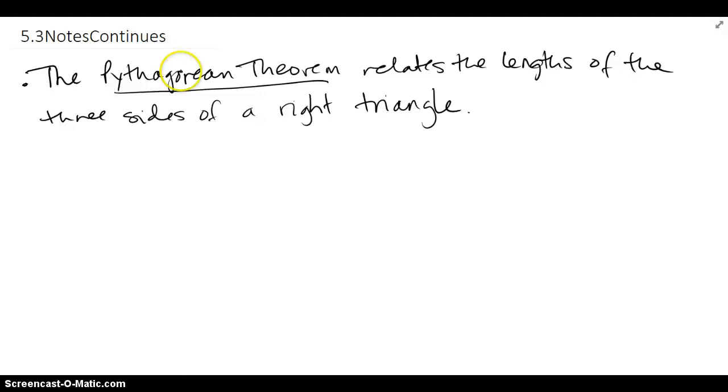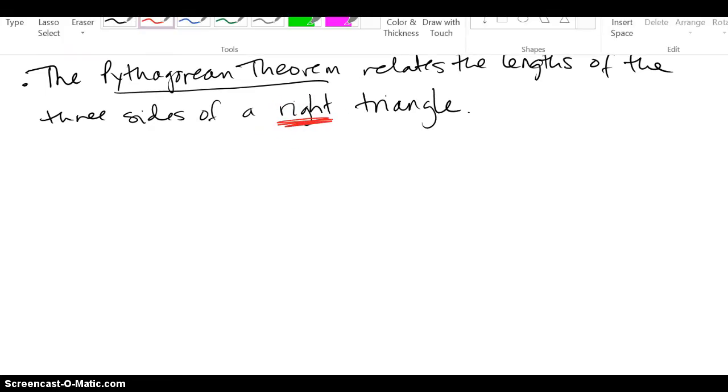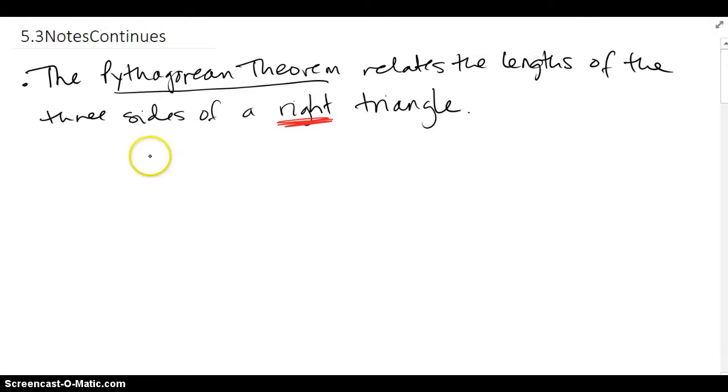Okay, notes for section 5.3 continued. We're going to look at the Pythagorean Theorem, which relates the three sides of a right triangle, and that's important. It only relates to a right triangle, meaning it has one angle that's 90 degrees. So if I have this triangle, that's a right triangle, again that's 90 degrees, that's important.